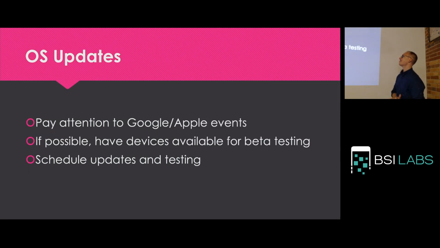This one you can't avoid. If you're building mobile apps, you have to pay attention to OS updates. This happens every summer. There's the big Google I/O event, and the Worldwide Developer Conference for Apple. They change the operating system functionality underneath your app, and sometimes that will break your app completely. Pay super close attention to these.